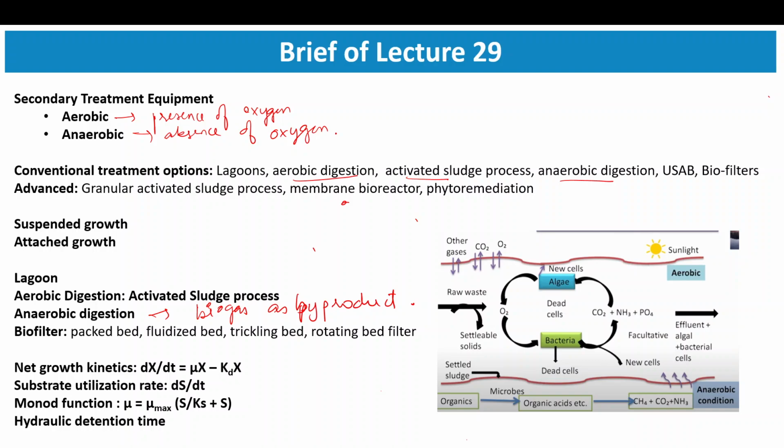Then further there could be filters, which can be packed bed filter, fluidized bed filter, trickling filter, rotating bed filter, where attached growth method is used. Here you are attaching the microorganisms, the water flows through it, and the degradation of organics occurs, right? So it is an example of attached growth. But if we look into the industrial scenario, the activated sludge process is the widely used process.